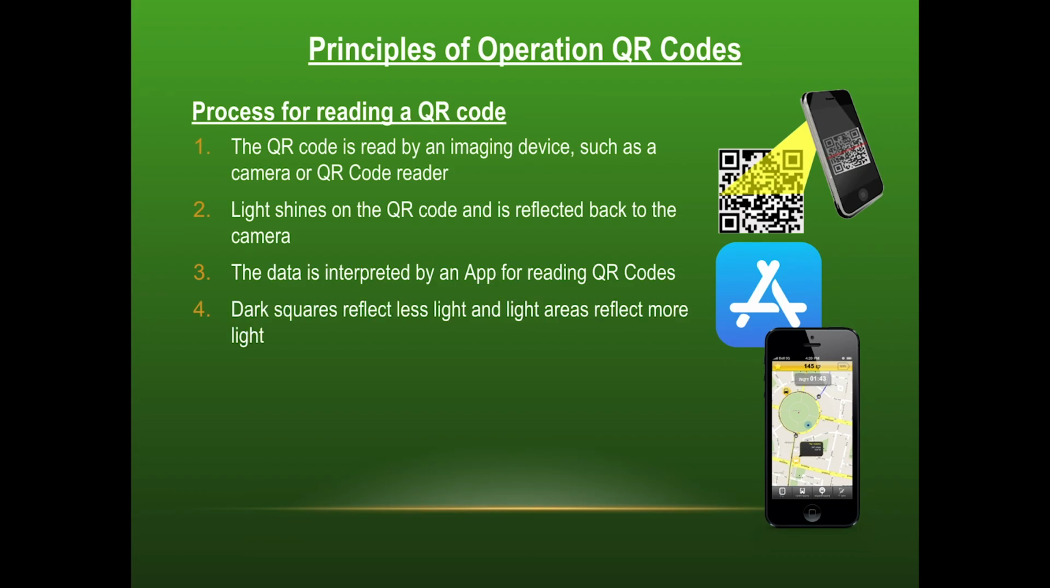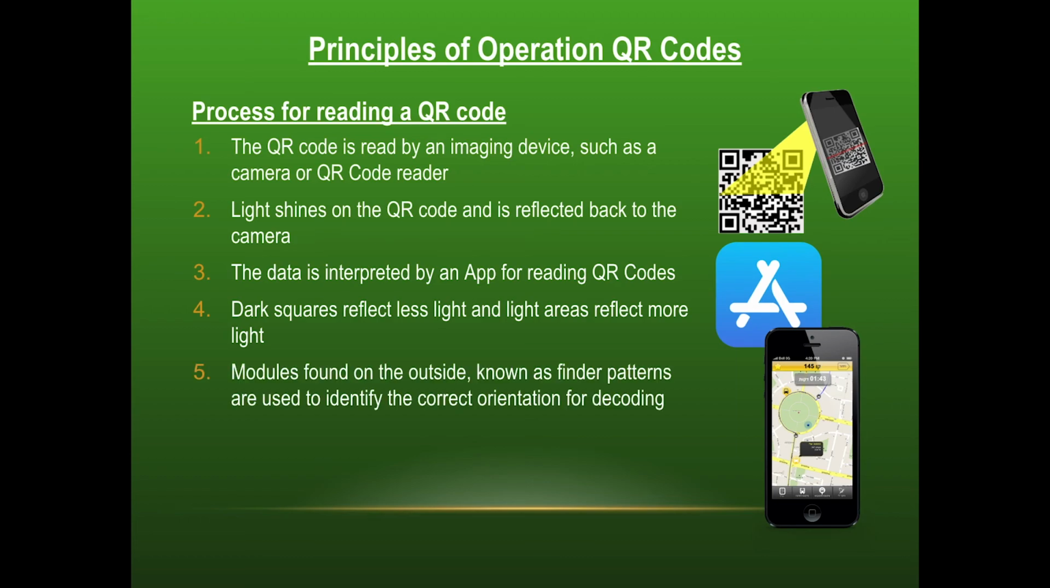So if you've got a recent Apple, you definitely have that built into your phone. Once it's been read by the app, it will also interpret the dark and light squares in a similar way to a barcode. The dark squares are going to reflect less light because the dark is absorbing the light, and the light areas will reflect more light, and based on that, it will read the data. It will also look at these squares in the corner. Those squares that are found on the outside are called modules, and they are used for understanding and knowing the correct orientation for the decoding process. So they store data that needs to be read before it can be decoded.